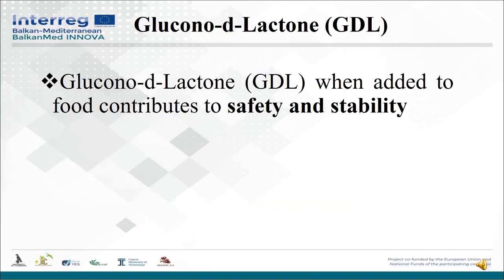Talking shortly about glucono-delta-lactone or GDL, which when added to food slowly hydrolyzes to gluconic acid, subsequently lowering the pH. This can contribute to safety and stability, for example in the case of cured meat products. As for the application of GDL as the only hurdle, it can be said that it is always used in combination with other hurdles and especially with the curing process.